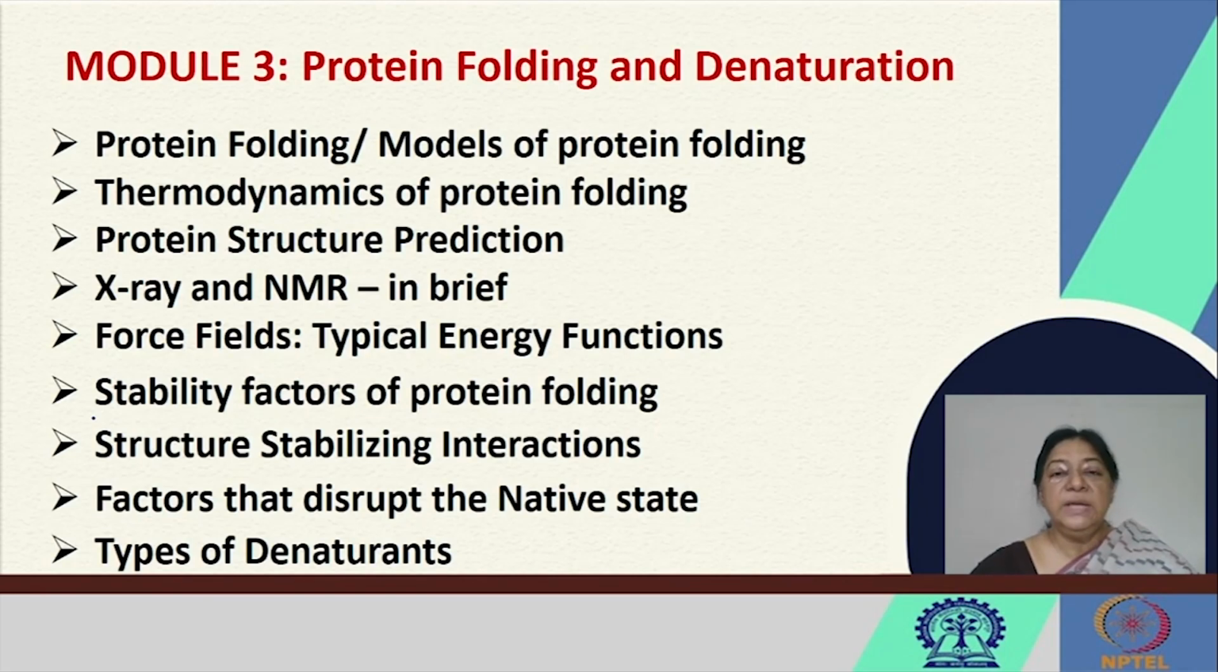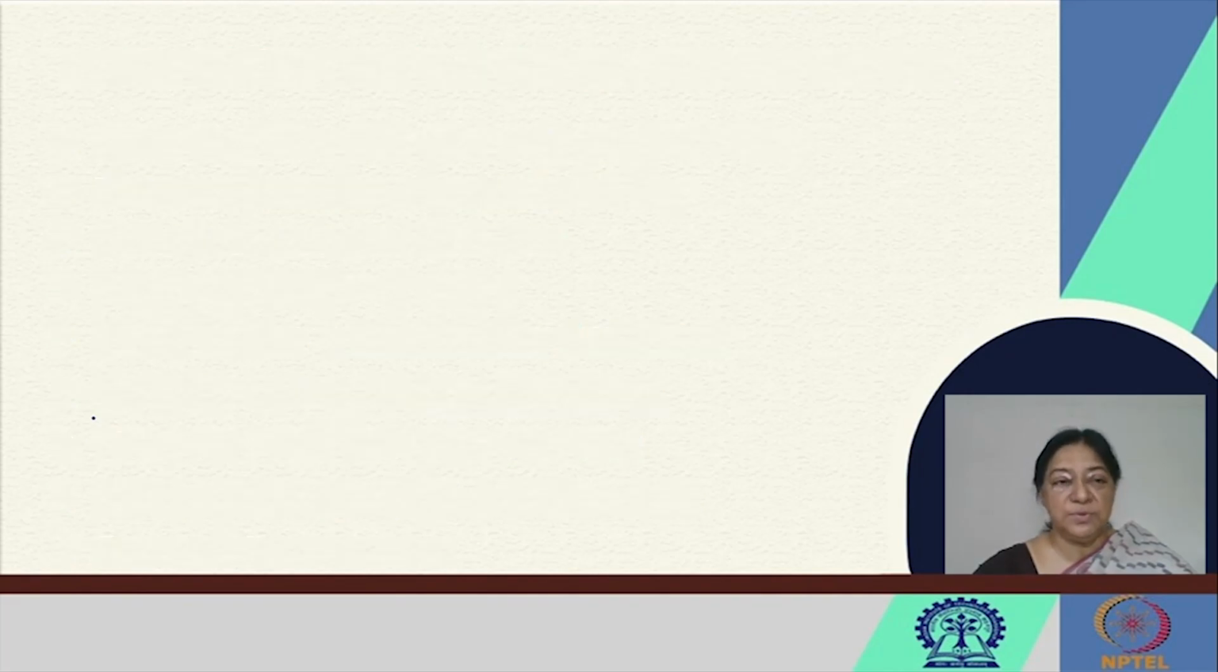In protein folding and denaturation, we looked at several models, the thermodynamics, and a brief introduction as to what we meant by protein structure prediction in terms of X-ray and NMR, energy functions that were a cause of the stability factors that resulted in protein folding, and then factors that could disrupt the native state, an understanding of denaturants that would lead to unfolding of the protein.